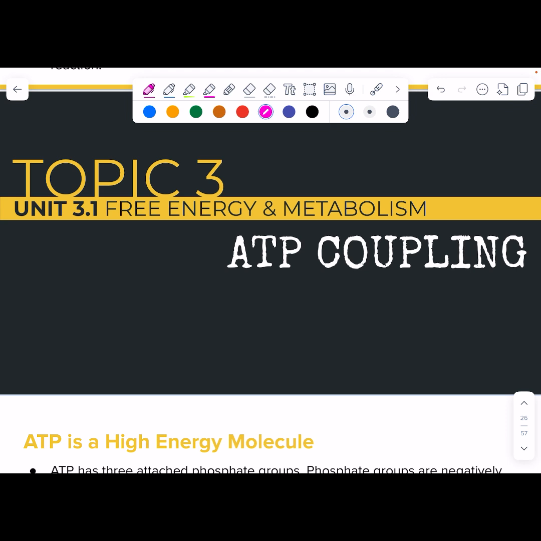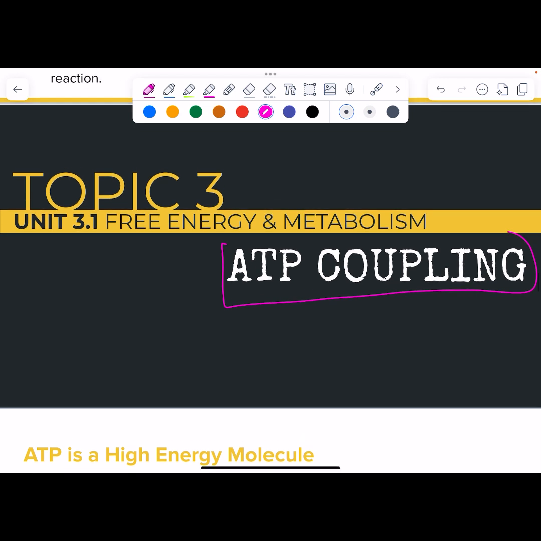The third thing that we will be studying today is called ATP coupling. What we mean by ATP coupling is that in our body, we have both endergonic reactions and exergonic reactions. In other words, we have processes inside of our bodies that require energy in order to take place, and also we have processes that give out energy in order to take place.